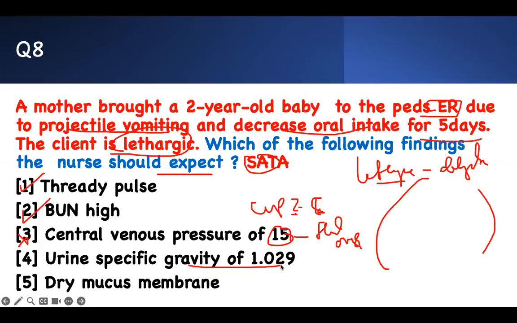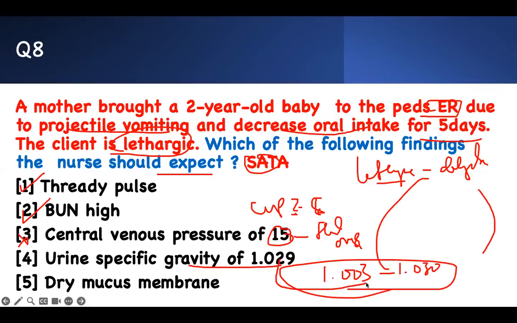Specific gravity, urine specific gravity. You have to know this number in case they don't give it to you. 1.003 to 1.030. This is your normal urine specific gravity. Look at this. This is still in the middle. It's normal. The kid's urine specific gravity is not going to be normal. It's going to be high. It's going to be greater than 1.030. Therefore, this is wrong. Of course, his mucous membrane will be dry. So 1, 2, and 5 are right.